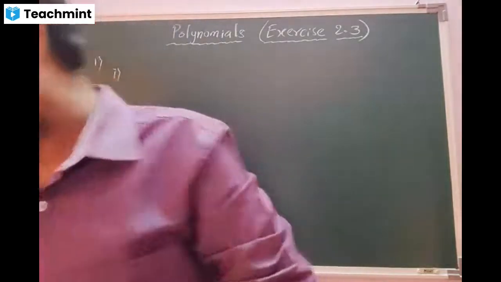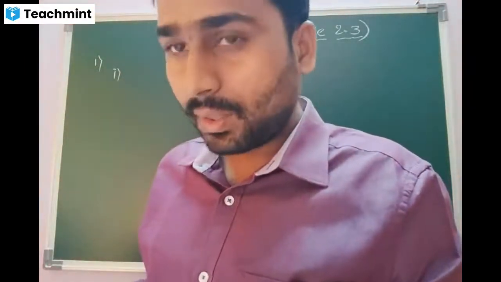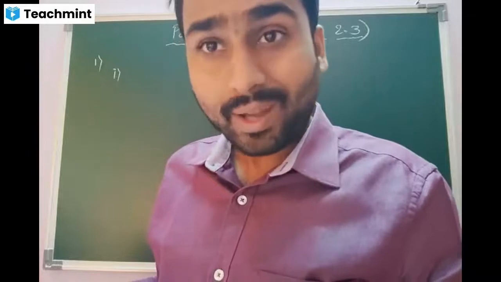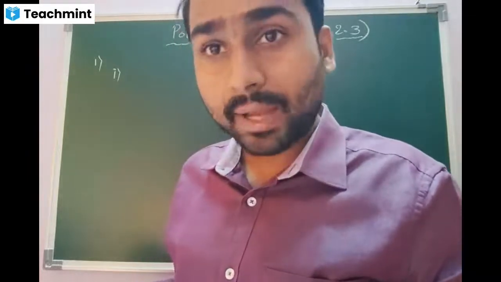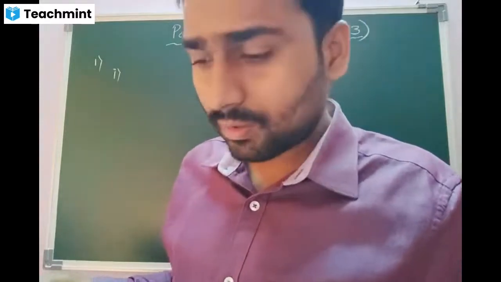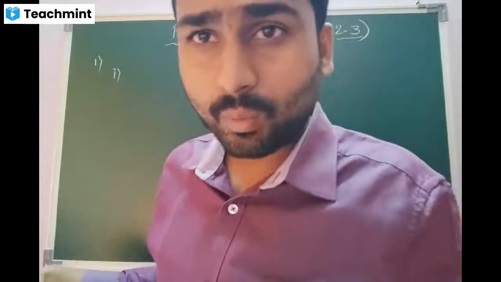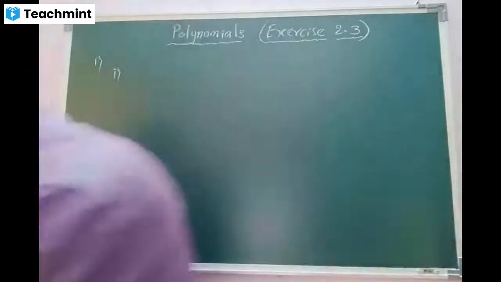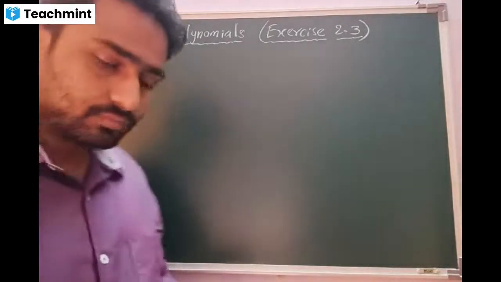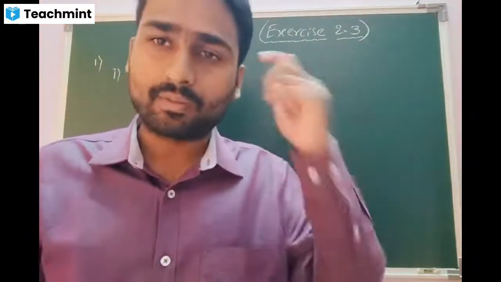Students, look at the question, what they are telling. Find the remainder when x cube plus 3x square plus 3x plus 1 is divided by number 1 x plus 1, number 2 x minus half, number 3 x, number 4 x plus pi, number 5 5 plus 2x. There are total 5 questions.